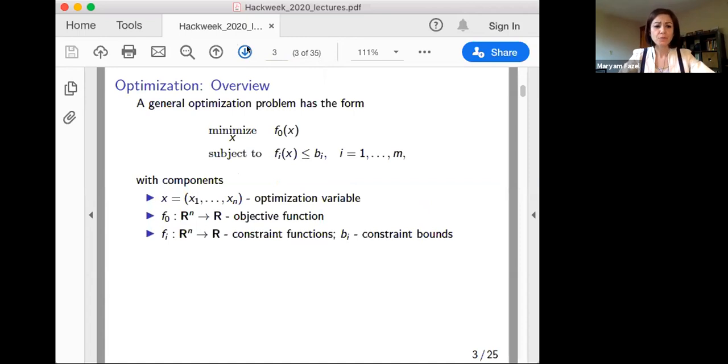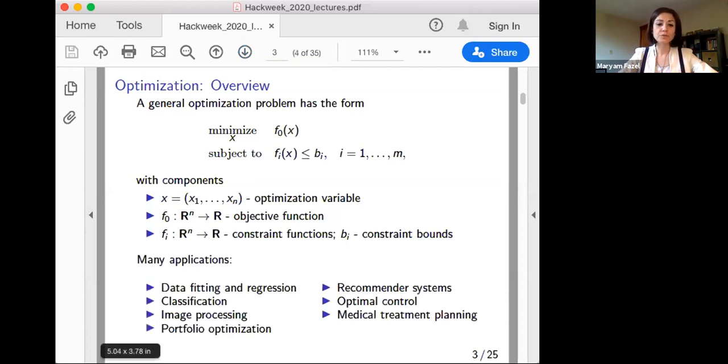So what is mathematical optimization? A mathematical optimization problem has this general form as shown here. Here, X is our decision variable. It's an n-dimensional vector with entries x1 through xn. F0 of X is the objective or cost function. That's something we want to minimize. And fi of X less than or equal to bi denotes the constraints on the decision variable. These are constraints we have to satisfy. And we can have m of these constraints.